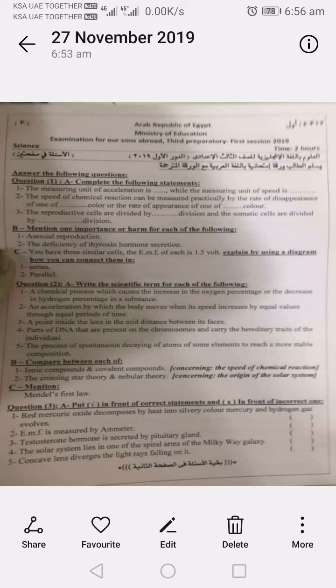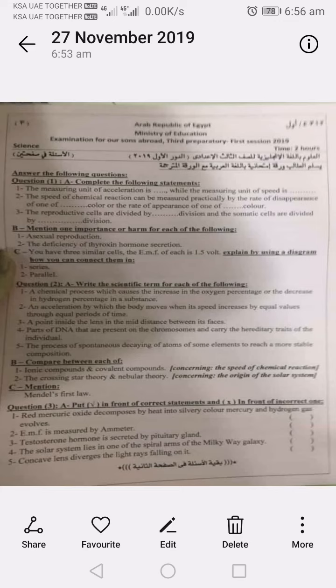Mention the importance or the harm of each of the following. Asexual reproduction. Asexual reproduction is important for growing and for compensating the damaged tissues, and it is also used for reproduction of microorganisms like unicellular organisms. Deficiency of thyroxine hormone secretion will cause goiter disease.